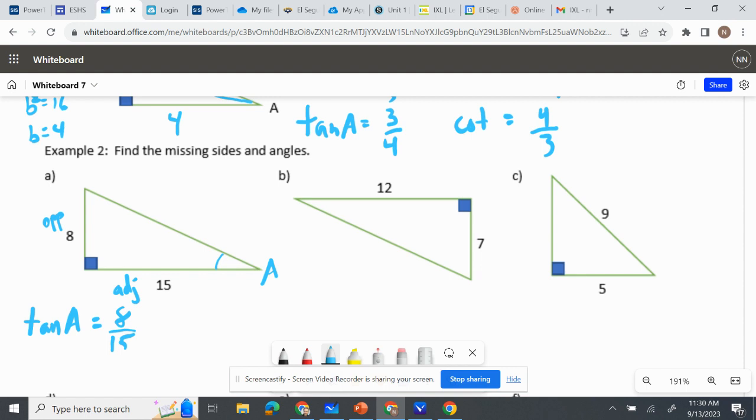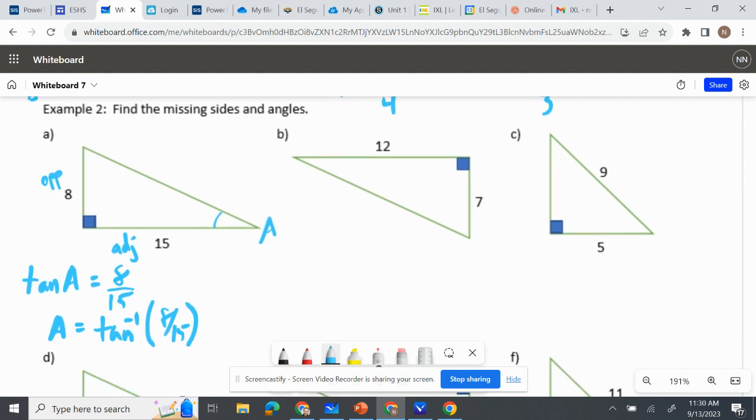Now, in order to get the A by itself, I do inverse tangent. So that means that I'm doing tangent to the negative 1, and then that would be 8 over 15. So with this right here, on my graphing calculator, I find the inverse of tangent of 8 over 15. And I'm going to round it to the nearest degree. So I'm going to have 28 degrees.